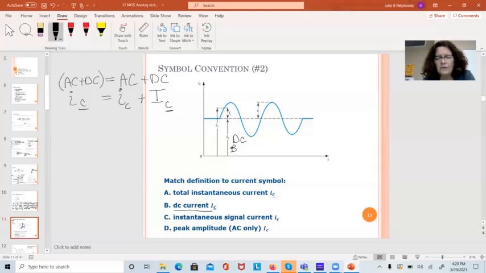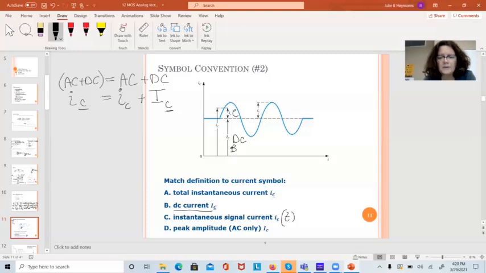That's just the average value of the current, my DC component. The instantaneous signal current, that's the amount of current that I have in the AC portion. This is usually written as i_c as a function of time, little i, little c. So that's part C right there.